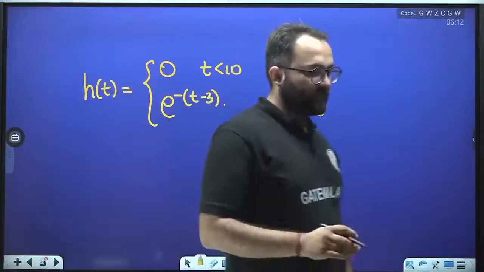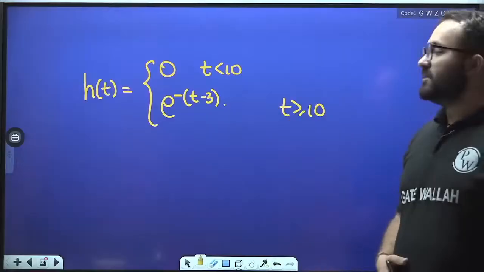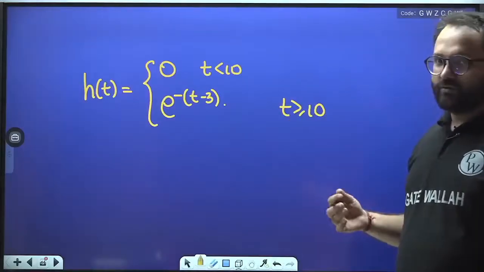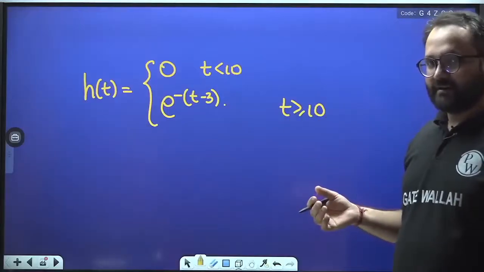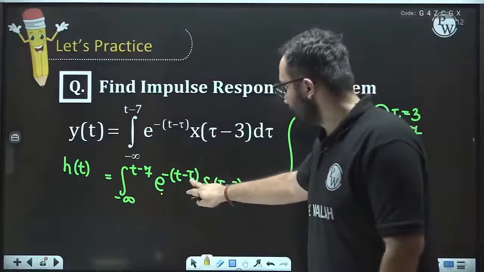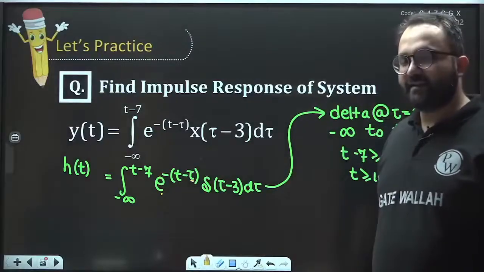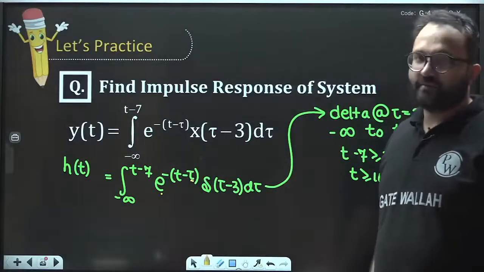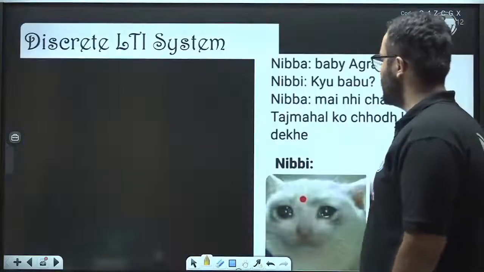Okay, so simply you have to see whether delta is within the limit or not. If it is in the limit, then the answer is non-zero. Simply replace tau by the value or the location of delta in the function. So simply replace tau by 3 here, and we'll get the result. Otherwise, if t is less than 10, the delta is not in the integration limit and the answer is 0. So I hope all of you are able to do it. Great.